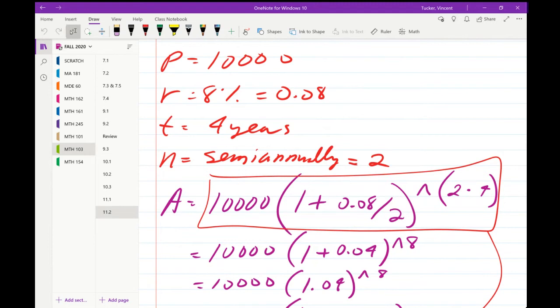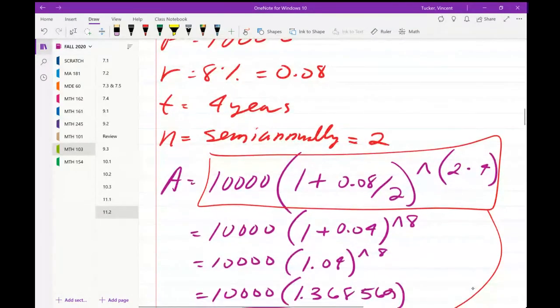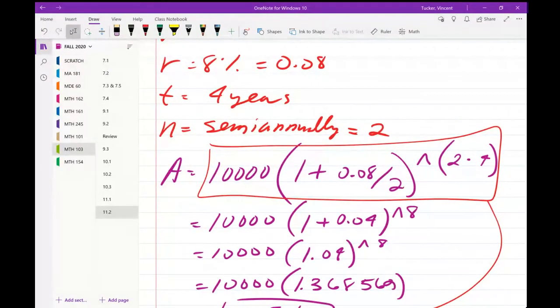10,000 times (1 plus 0.08 divided by 2), then the caret sign or hat, depending on who's saying it. That raises it to the exponent. And then parentheses 2 times 4. But if your calculator doesn't allow you to set it up using the parentheses and doing it this way, then you have to use order of operations and take it step by step in order to get the proper answer.